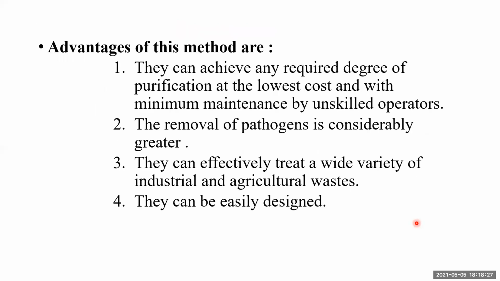But what are the advantages of using oxidation ponds or lagoons? They can achieve the required degree of purification at lowest cost with minimum maintenance by unskilled operators. Removal of pathogens is also considerably higher. They are effective in treating a wide variety of industrial as well as agricultural waste, and they can be easily designed. So they are generally used in small municipalities or small villages. So that is all about the oxidation pond.